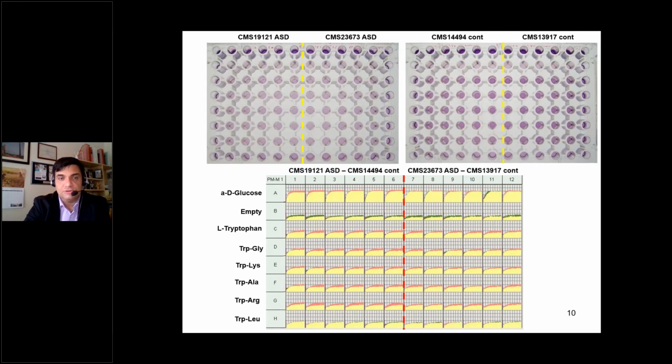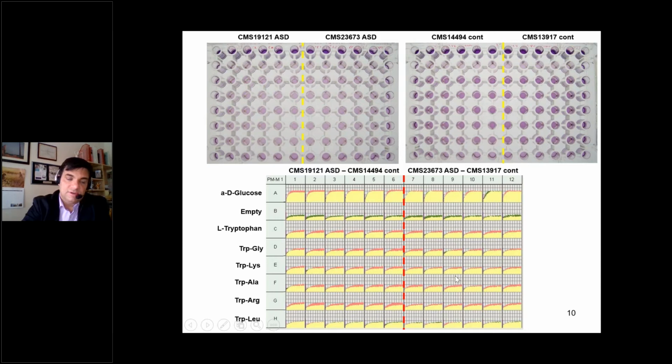These are 2 individuals with autism. We used lymphoblastoid cell lines and 2 controls. And we have 6 repeats for each sample. And you can see immediately, just by the color in the wells, that controls produce a stronger signal, which means a higher level of NADH in the presence of tryptophan.